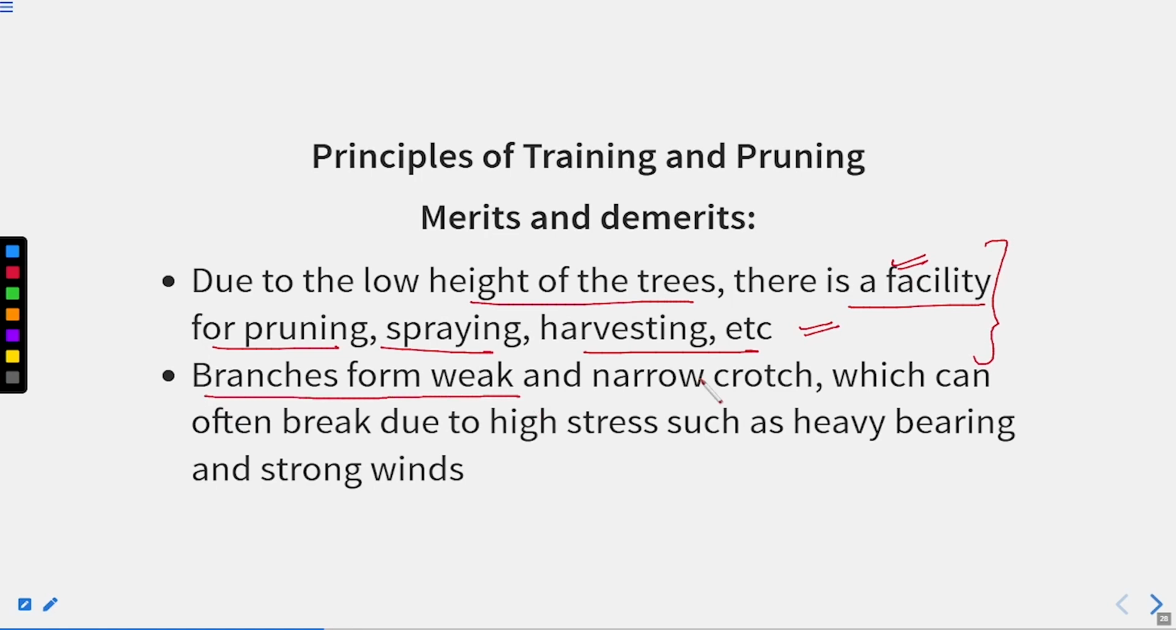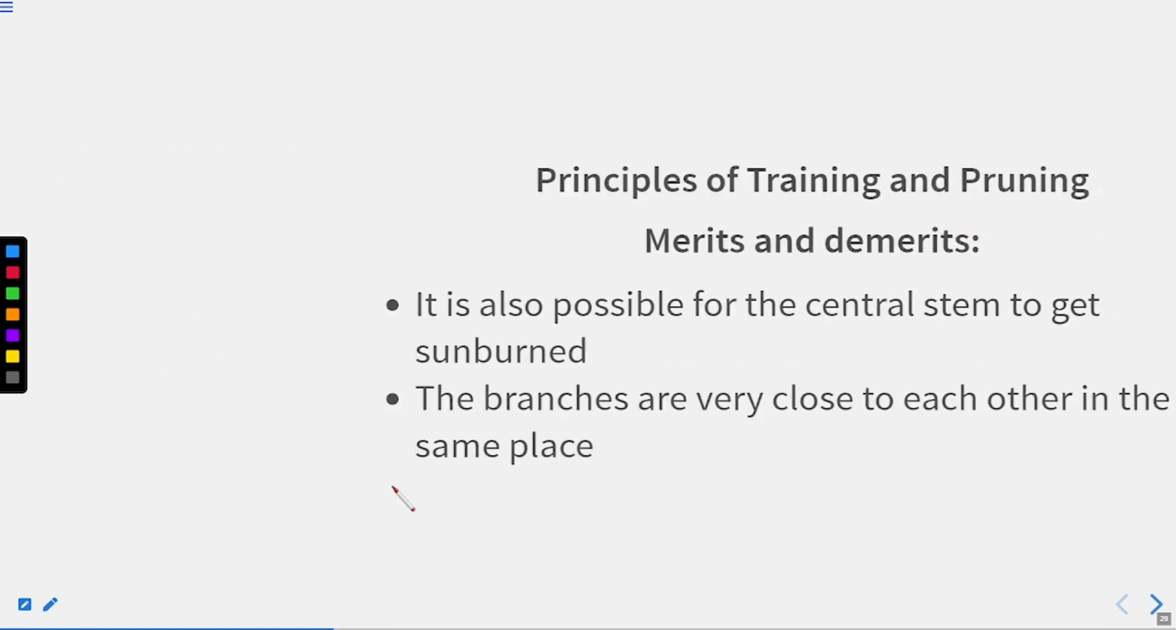Branches from weak and narrow crotch can often break due to high stress, such as heavy bearing and strong winds. So sometimes there is a development of weak branches, and the narrow crotch is also there. So when there is a high wind velocity or strong winds are prevailing, then stress occurs on these weak plants and they can break down.